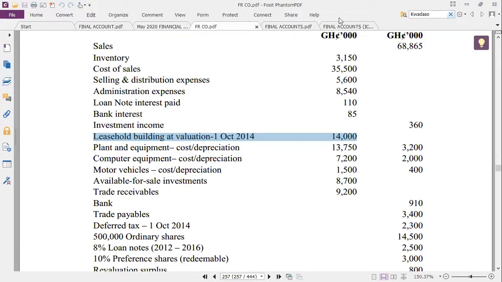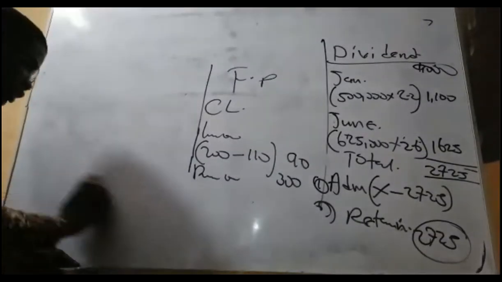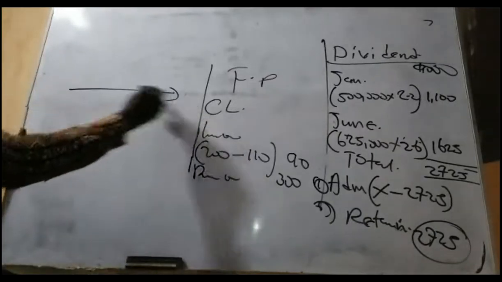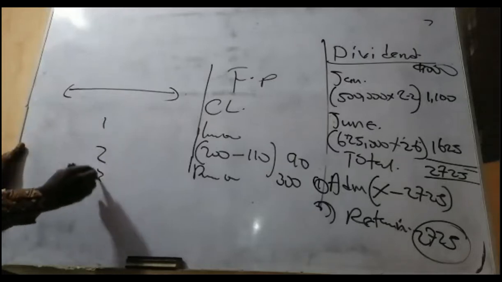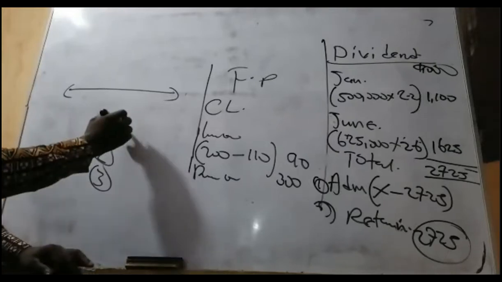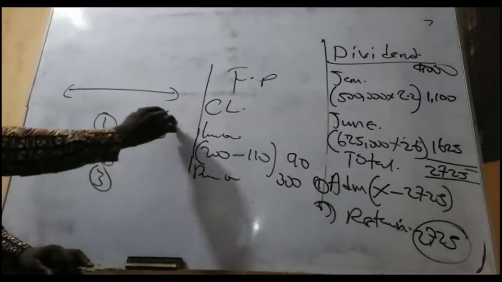Now, take note of this. Anytime there's revaluation in a question, there are three steps in the final account. Step one, check where the valuation was performed. Other than that, you do the calculation with no mark. Whether the valuation was performed at the end of the year or at the start of the year.